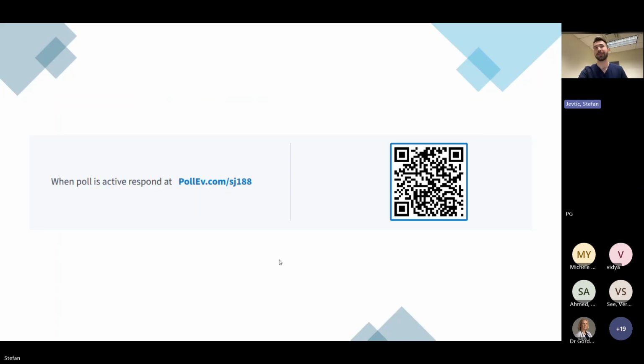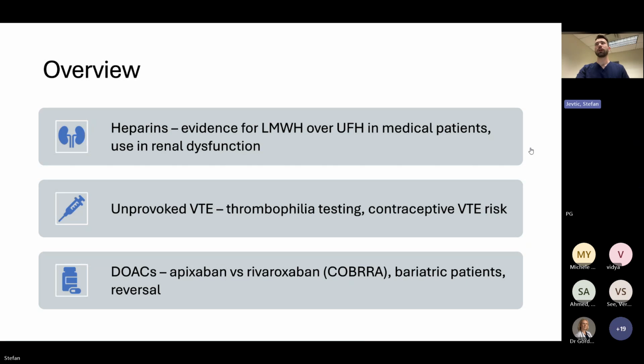If possible, I do like to use polls, so I have created some poll questions for some of the cases we'll be going through. So if people can join either using the link or the QR code, it would be great to have some discussion and see how practice might vary amongst different providers. I'll just give everyone a second to grab that info. Okay. So SJ188.